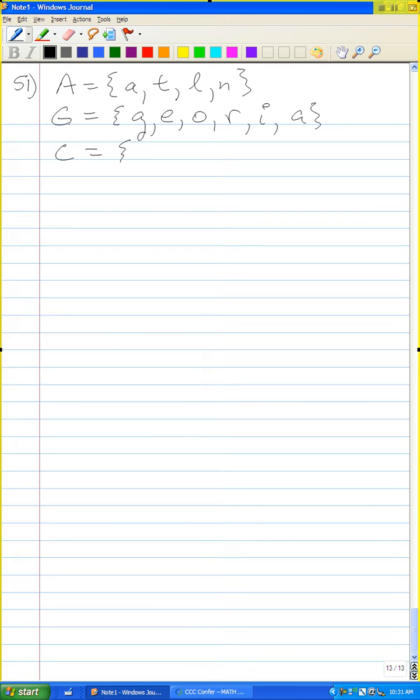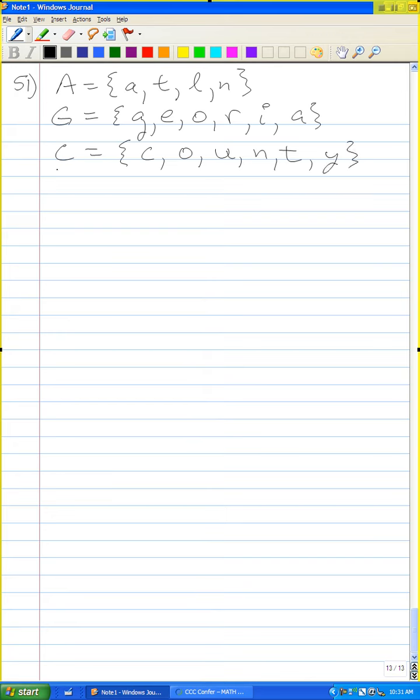In exercises 51 through 54, compute the indicated set operations where A is the set of letters in the word Atlanta, so A, T, L, N. G is the set of letters in the word Georgia, G, E, O, R, I, A. C is the letters in the word county, C, O, U, N, T, Y.